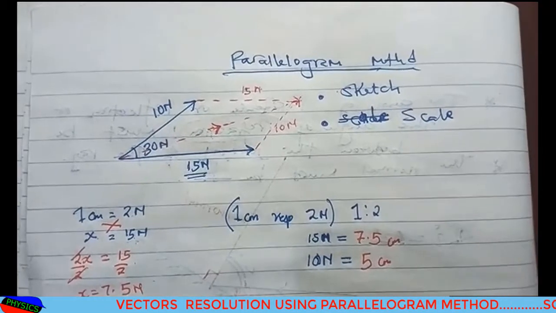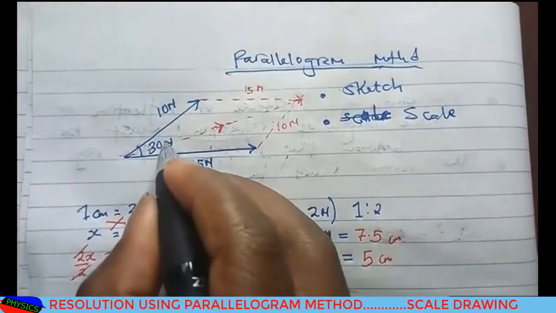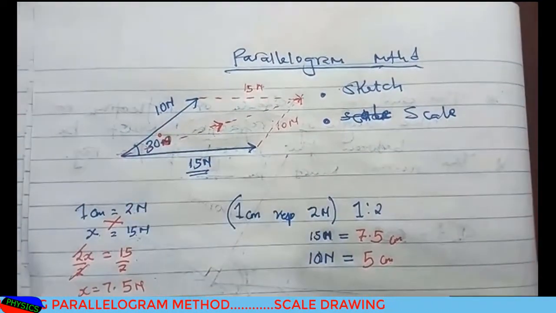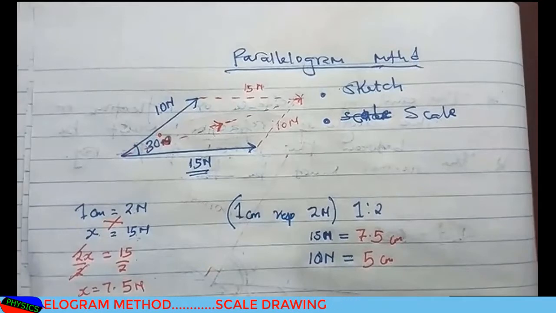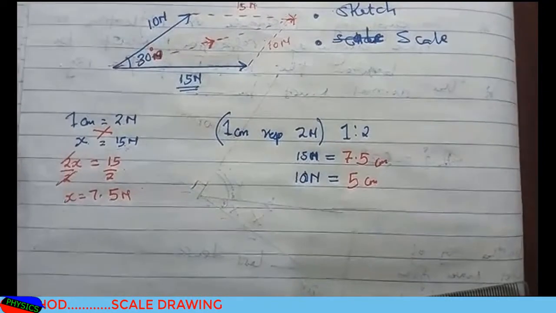So then I'll come to my sketch. Oh, this was not 30 newtons. This was the 30 degrees, guys. I've written the angle like 30 newtons. It should be 30 degrees. So then I'll come and start doing my scale drawing right away.